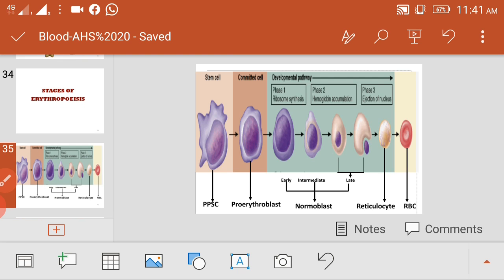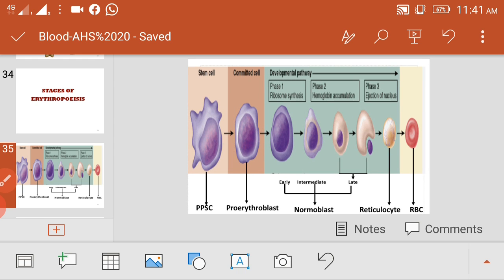Coming to the stages, when you stain the cells you can see the different color changes and also the size of the cell changing. Initially it is bigger with a nucleus, and slowly, when it comes to the different normoblastic stages, the size decreases and the color changes, and it attains the RBC color, that is red, mainly by the presence of hemoglobin.